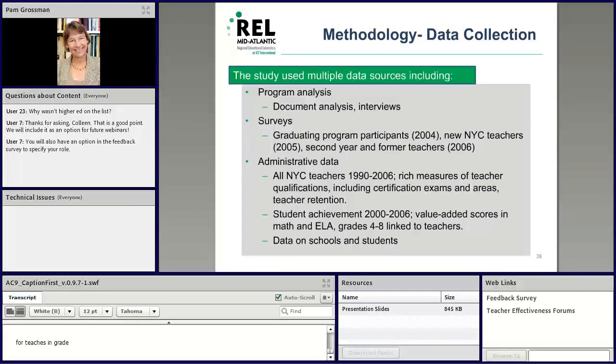And we also had quite a bit of administrative data on the characteristics of the schools, and the students in the teacher's classroom. All of that is important related to that early slide I showed you about how all of those things factor in to the impact on student achievement.